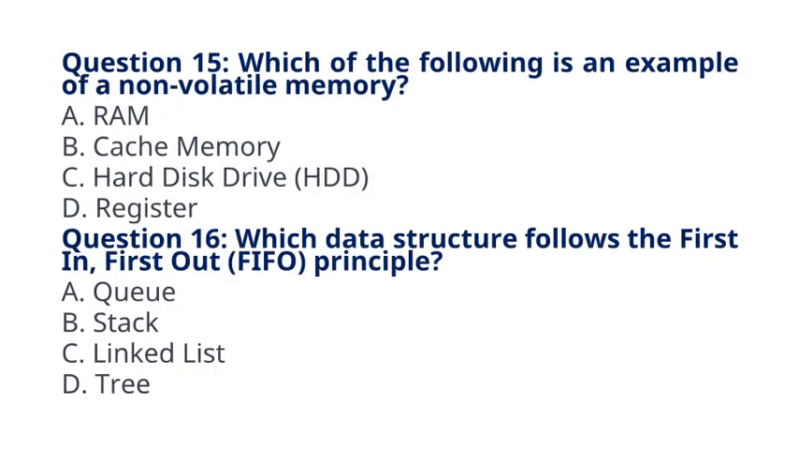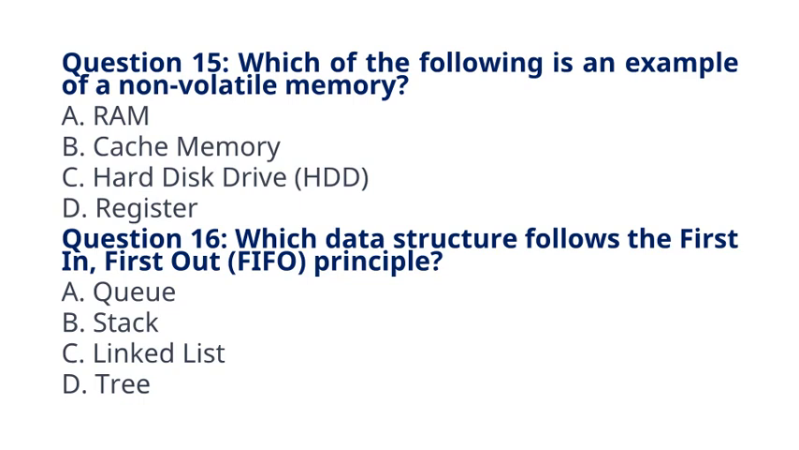Question 15. Which of the following is an example of a non-volatile memory? A. RAM. B. Cache memory. C. Hard disk drive, HDD. D. Register. The correct answer to question 15 is option C. Hard disk drive, HDD. Explanation. Non-volatile memory retains data even when the power is turned off, and an HDD is an example of such memory.